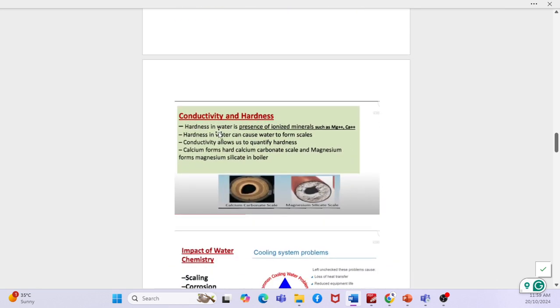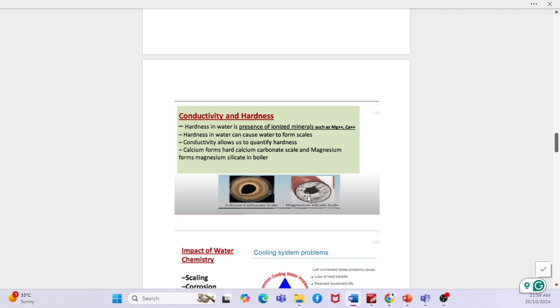Hardness in water is the presence of ionized minerals such as magnesium and calcium. Hardness can cause water to form scales. If you have hardness in the water, it can cause scale formation, such as calcium carbonate scale and magnesium silicate scale.